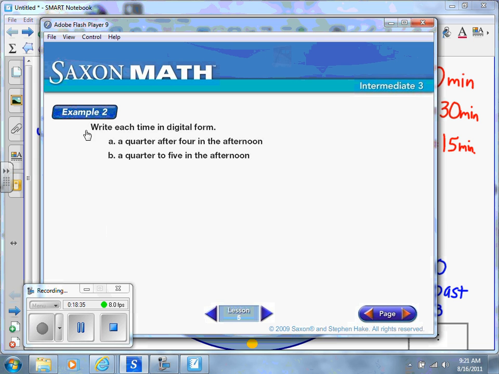Okay, let's try example 2. Write each time in digital form. Digits means numbers, so when we say digits, we're talking about numbers. A quarter after 4 in the afternoon. Job's raising his hand. He's got this clock stuff down pat. What do you think, McKiley? Quarter after 4. So we know our hour is 4, right? Now I think it's going to be just a quarter after. It's going to be pointing to the 3.